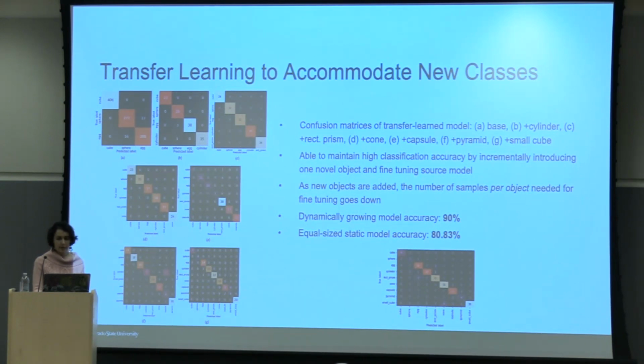We compare the performance between the dynamically growing model and an equal size static model, which is a 10-layer model. In our experiment, the dynamically growing model identifies the 9 objects better and has better performance. It is also worth noting that during the transfer learning procedure, as new objects are added, the number of samples per object needed for fine-tuning goes down.